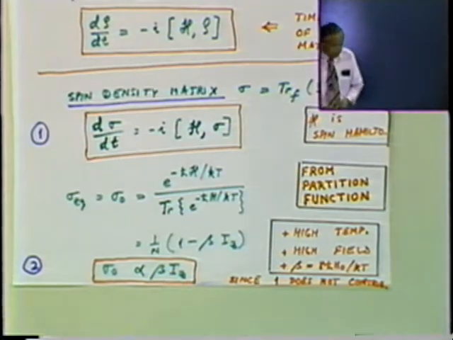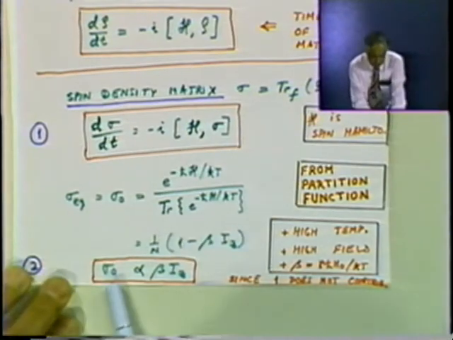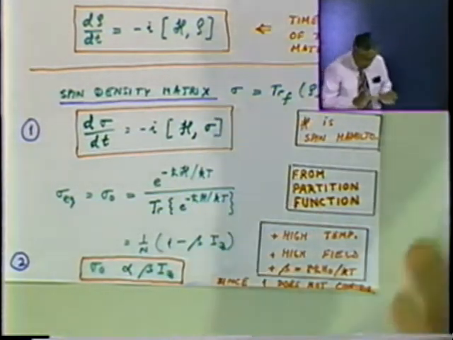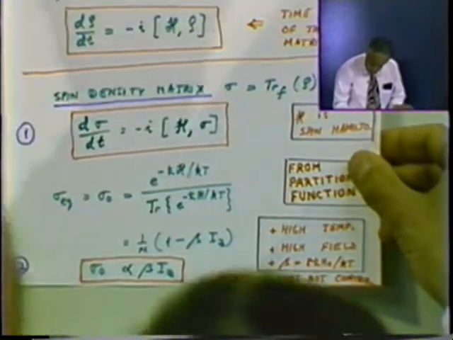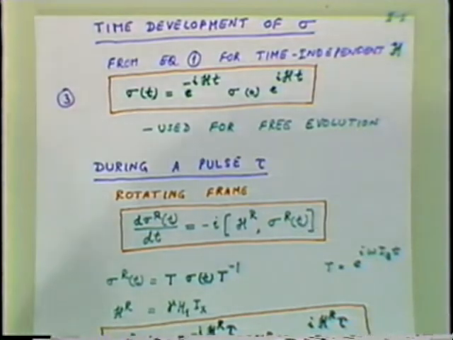And very often, even in research papers, you will see people say sigma 0 is proportional to beta Iz. But please remember that there is also a 1 there. You can drop it, but you can get into trouble when you are discussing the order of magnitude of things. Okay, so basically we know what sigma is. Let us see how the time development of sigma takes place.